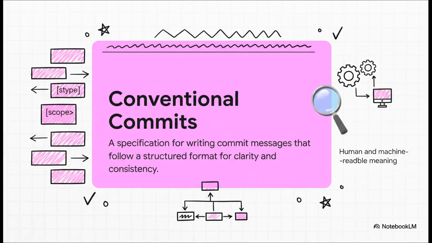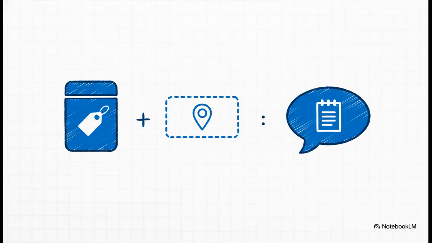So what is it exactly? Well, you can think of conventional commits as a formal set of rules for your commit messages. This makes them readable for both humans and for machines. It's more than just a good idea. It's a lightweight, easy-to-follow standard. The structure is brilliantly simple. Every single commit message starts with a type. Then you have an optional scope in parentheses, a colon, and then a short description. So the type tells you what kind of change it is. The scope tells you where it happened, and the description just sums it all up.